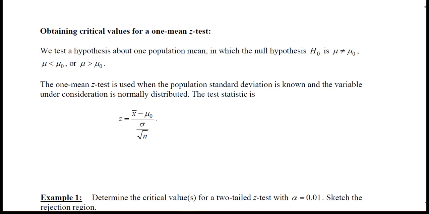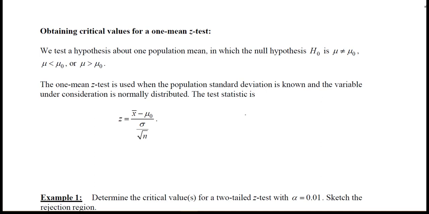Okay, so we're going to start off with what we call a one mean Z test. Here we're going to be testing a hypothesis about one population mean. So it could either be a two-tailed test or a one-tailed test, either left-tailed or right-tailed. We use the z-test, meaning our critical values are going to be z-values, when our population standard deviation is known and our variable under consideration is normally distributed. And here's our test statistic. This should look familiar to you.